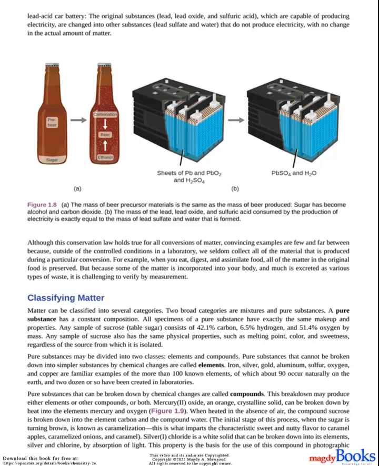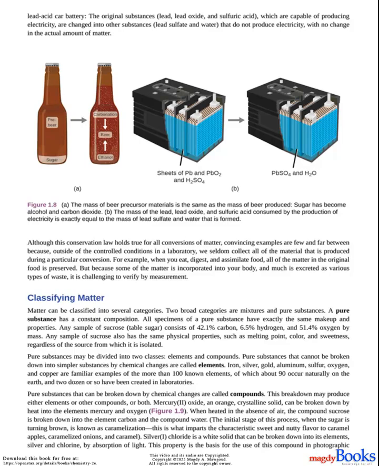Mercury oxide, an orange, crystalline solid, can be broken down by heat into the elements mercury and oxygen, Figure 1.9. When heated in the absence of air, the compound sucrose is broken down into the element carbon and the compound water. The initial stage of this process, when the sugar is turning brown, is known as caramelization.